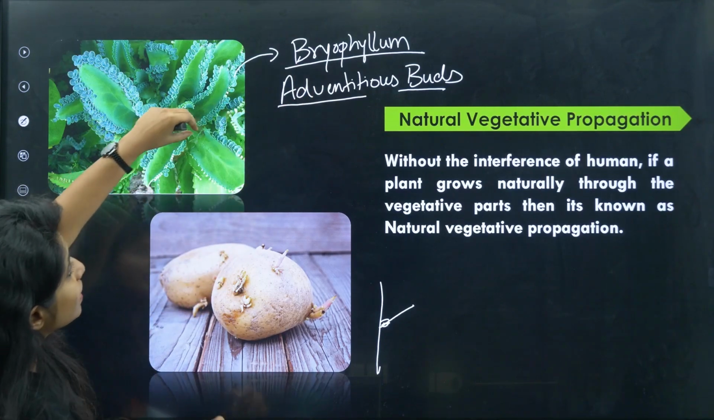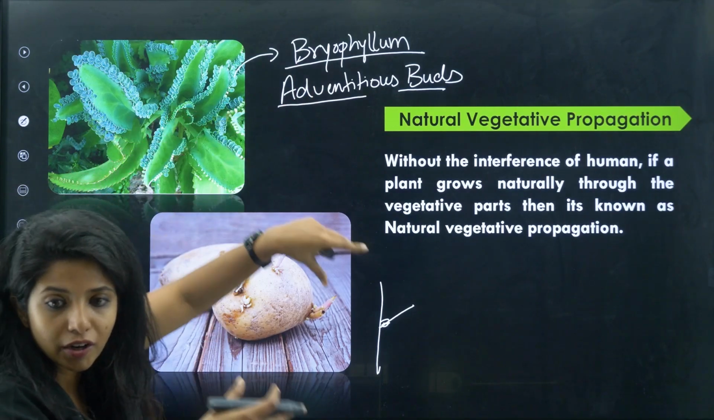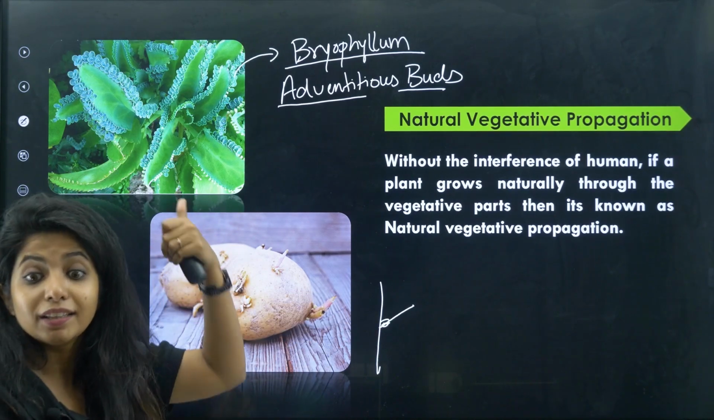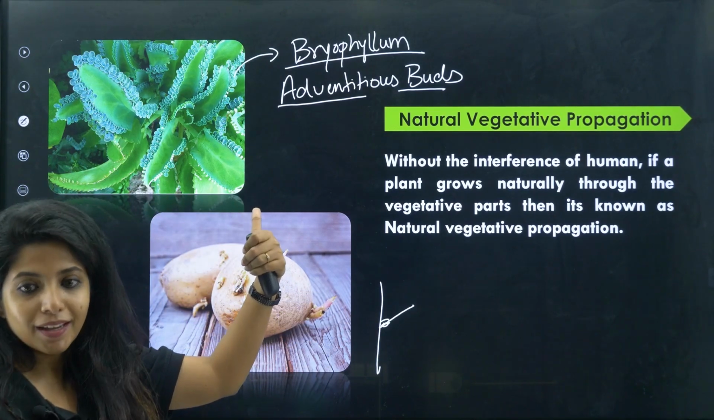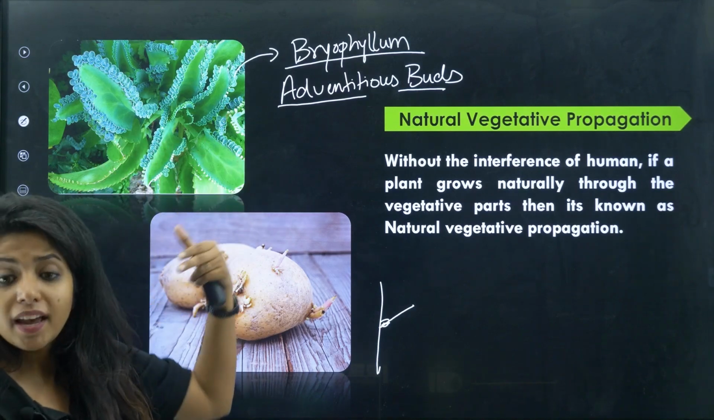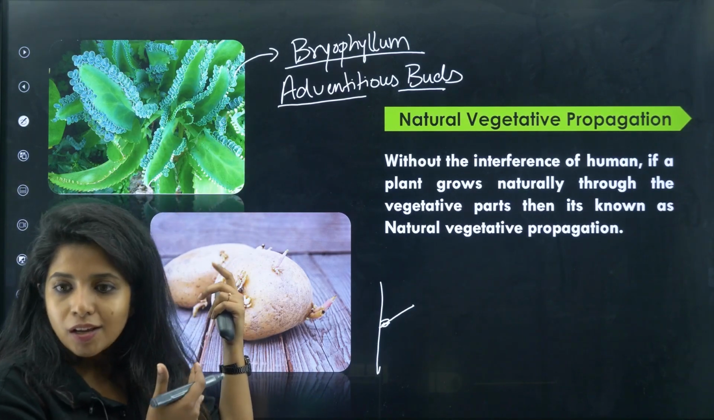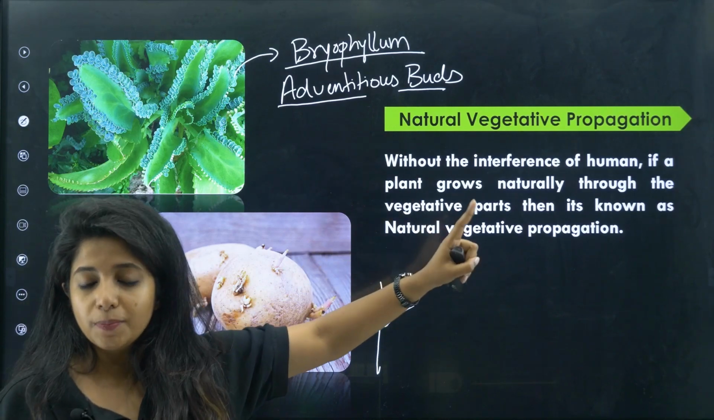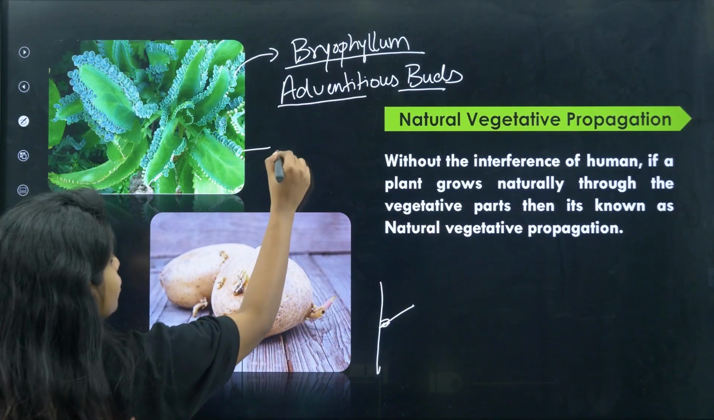Now, what happens is that these buds, after growing for some time, will fall down on the ground, and if it's favorable, it will grow there. So basically, the leaf is giving rise to a new individual. That is why it is known as vegetative propagation. And are we doing something here? No. There is no interference of human beings, which is why it is known as natural vegetative propagation. Second thing, that is the example of leaf.